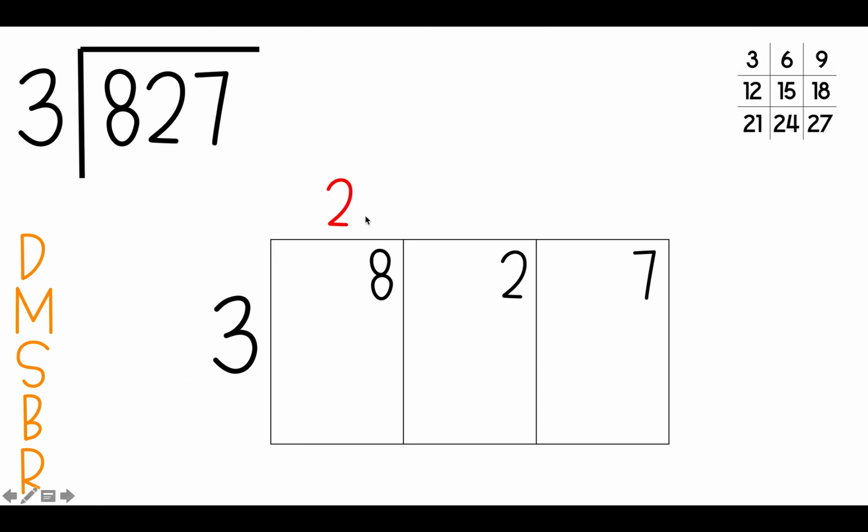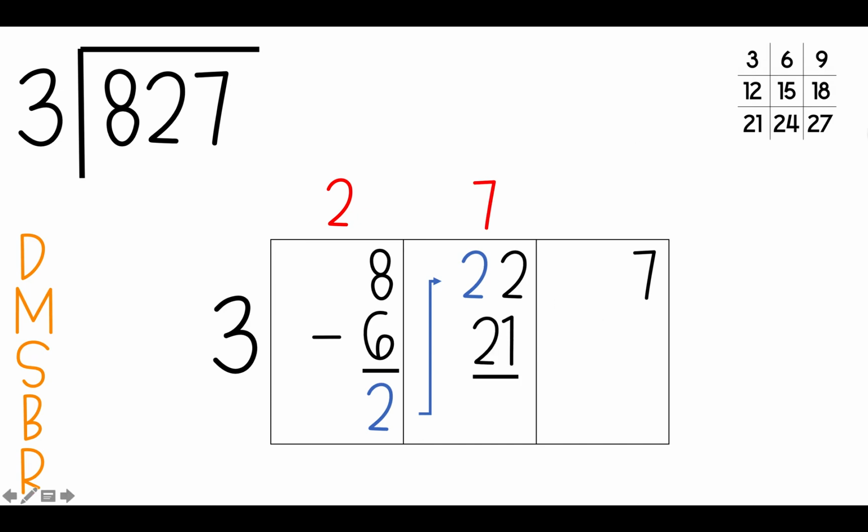So I put a 2 on top, so I've divided, and now I multiply. 2 times 3 is 6. Up next is subtracting, so 8 minus 6 is 2. Now I bump this 2 over to the next box, and I have 22 in this box. Now that I bumped it, I repeat. So I divide 22 divided by 3. Well, 3 can go into 22 7 times, right? Because 7 times 3 is 21.